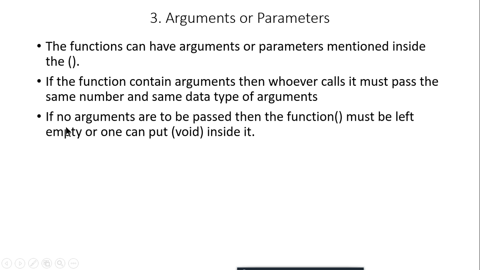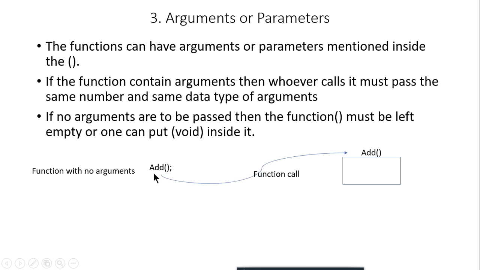Then this function can only be called if you are passing two values, add bracket start 10 comma 20, integer values. Okay, if you do not want to pass any kind of arguments or parameters to your function, then you can leave the function brackets totally empty, or sometimes you can say void. Void means empty or nothing. So function with no arguments, let's see how it works. Now you see here I have written this add function and I have not passed any kind of value here, so I am not passing any argument from here. Now this function definition also does not have any arguments, so simply your control is transferred from here to here.